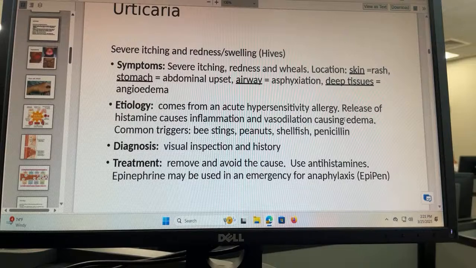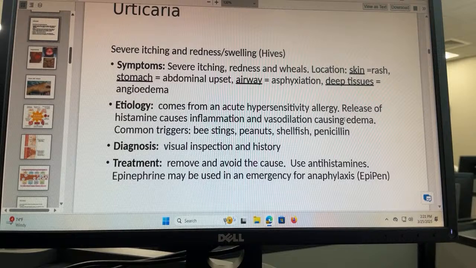Causes of this is just someone has a hypersensitivity allergy to something, whether it be a medication or a bee sting. Common ones are bee stings, peanuts, shellfish. Penicillin is an antibiotic. It's very common for people to have this kind of reaction to.